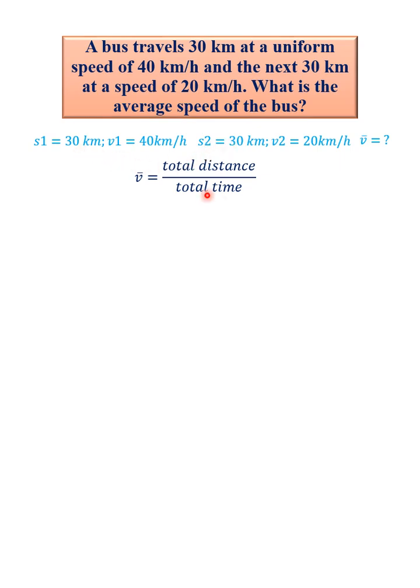What about the total time? We don't know the time because what we are given is just the speed, not the time. So the first thing we want to do is to calculate the time to complete distance 1 at speed 1 and the time to complete distance 2 at speed 2. Let's start with 1. Time 1 will be distance 1 over speed 1. T equals distance over speed.